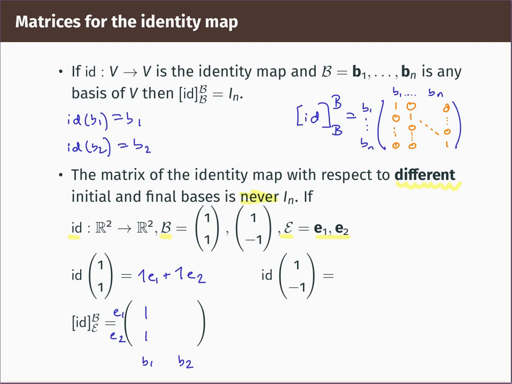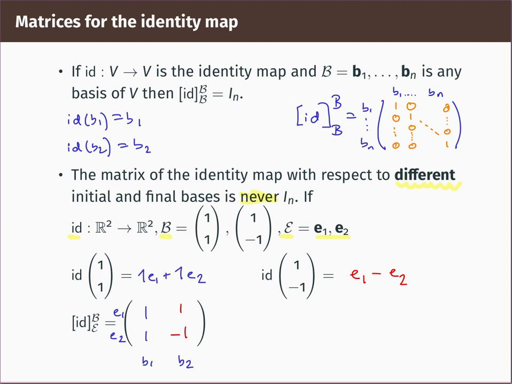Next, let's work out our linear map applied to the second basis element for the domain, so the identity applied to (1, -1). Of course, that's just (1, -1) again, and of course that is E1 minus E2. So 1 times E1 plus minus 1 times E2. So the coefficients are 1 and minus 1, and we write in 1 and minus 1 for this matrix of the identity with respect to initial basis B and final basis E.